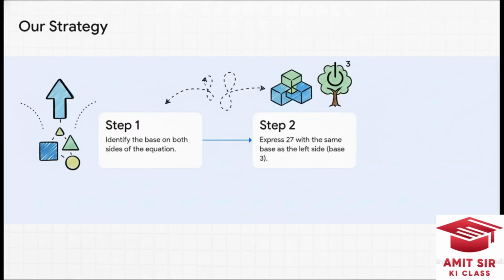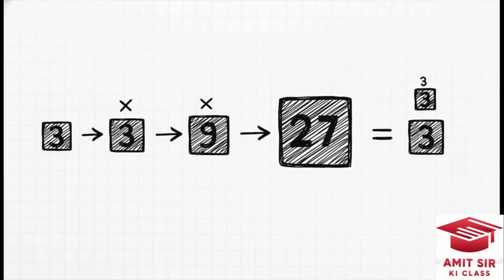So our game plan here is pretty simple, just 2 steps. First, look at the base on the left side. It's 3, right? Now, the big question for step 2 is, can we rewrite the number on the other side, 27, using that same base of 3? And of course we can. We know that 3 times 3 is 9, and 9 times 3 is 27. So, yep, 27 is just 3 to the power of 3, or 3 cubed.